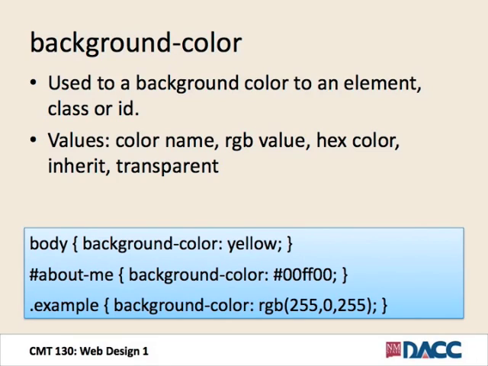Now let's look at some CSS. First, backgrounds. Background color is used to add a background color to an element, class, or ID. Its value can be a color name, an RGB value, a hex color, inherit, or transparent. The example shows a background color applied to the body tag, an About Me ID, and an example class.